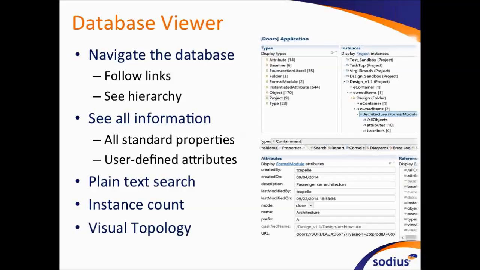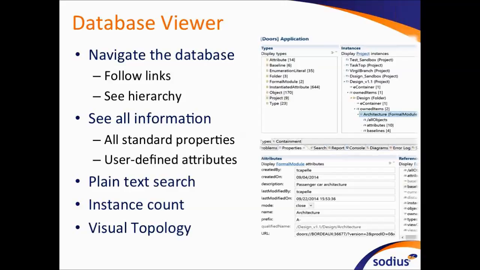So the upper right pane, which says instances, hopefully you can all read this. I tried to make my resolution as small as possible. It's a list of what's in your database, and it shows you the containment, the links between objects, and you just expand it like any tree view. So I see here that there's a project called Design V1.1, and it has some owned items. I opened up the owned items. I can see that there's a design folder, and a couple of owned items, and I clicked on one of them, which is a formal module. So just by navigating here, I can drill down and see how things are related.